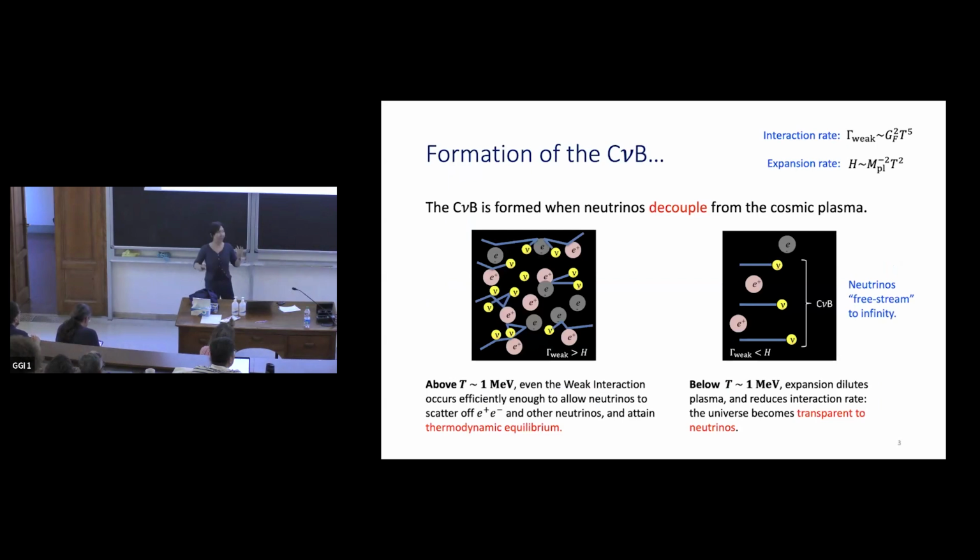Essentially, at temperatures above about 1 MeV, you have neutrinos scattering off electrons and positrons, in thermal equilibrium. As the universe expands and cools, expansion dilutes the plasma and reduces the interaction rate of these neutrinos scattering off electrons and positrons. From that point onwards, the neutrinos free stream to infinity, which becomes the cosmic neutrino background that we can try to infer from cosmological observations.